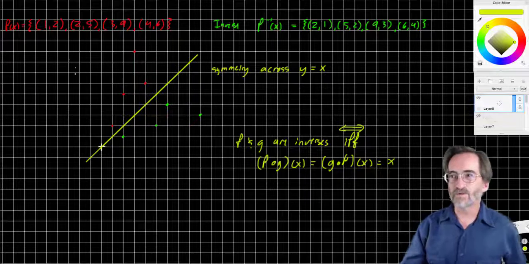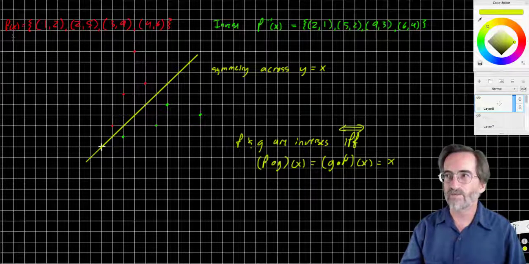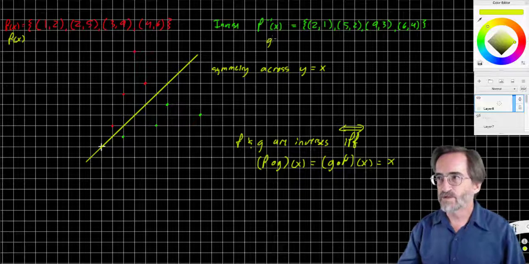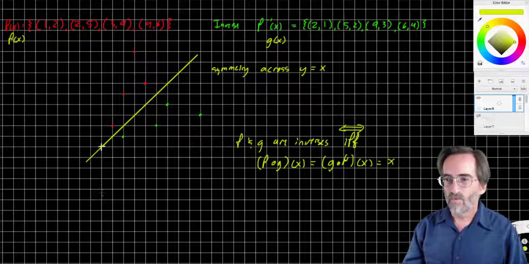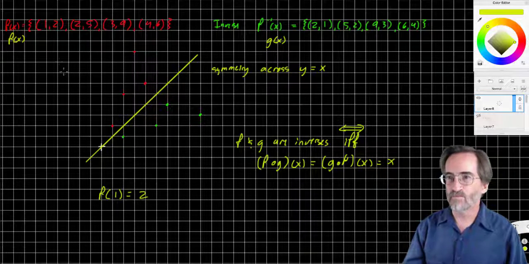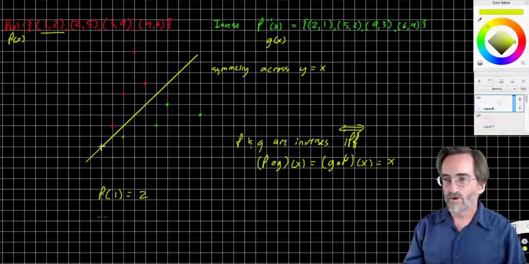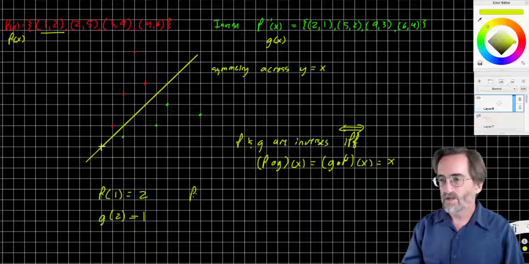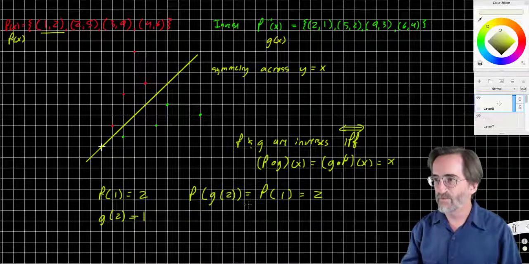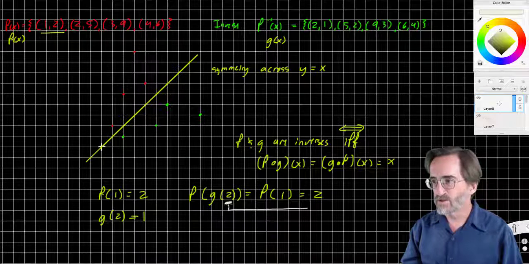Okay, let's use that in terms of this. Let's say this is f of x, and this is g of x. Okay, what is f of 1? F of 1 is 2, taking this point, right? What is g of 2? G of 2 is 1. So f composed with g of 2 is f of g of 2. G of 2 is 1, and f of 1 is 2. Notice the input is the same. F composed with g of 2 is 2.